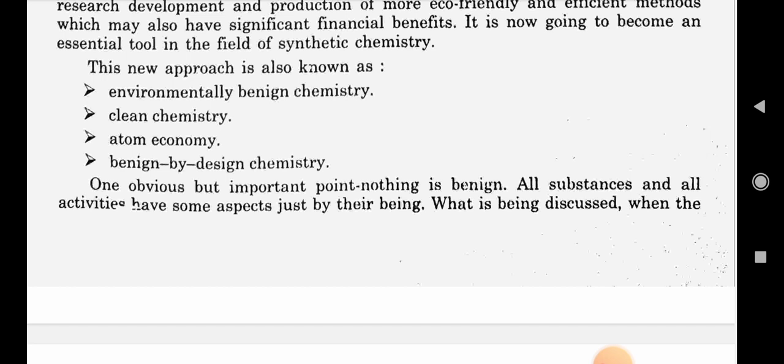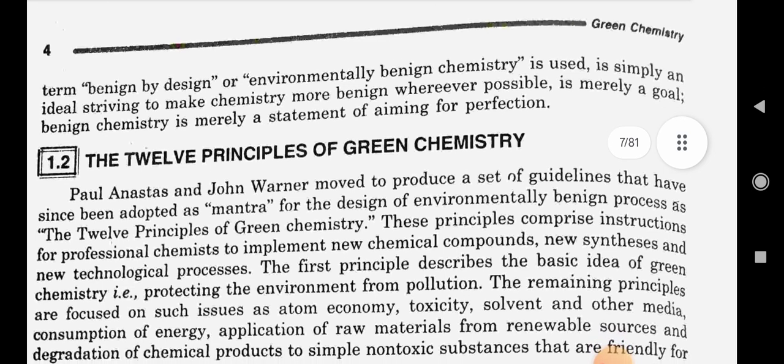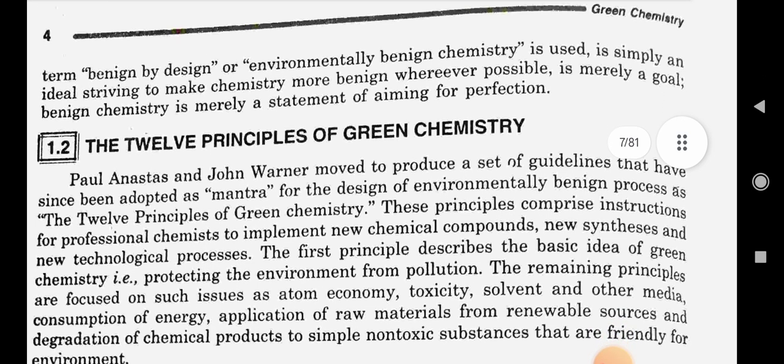One obvious but important point: nothing is benign. All substances and all activities have some hazardous aspects just by their being. What is being discussed when the terms benign by design and environmentally benign chemistry are used is simply an ideal. Striving to make chemistry more benign whenever possible is merely a goal. Benign chemistry is merely a statement of aiming for perfection.